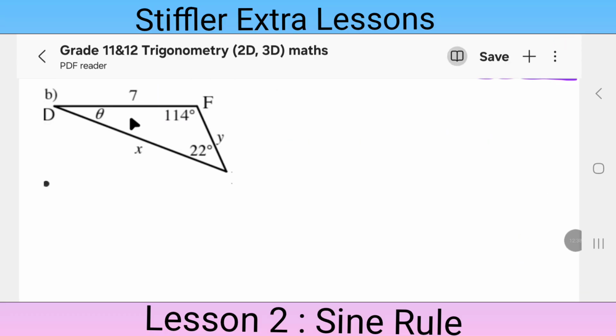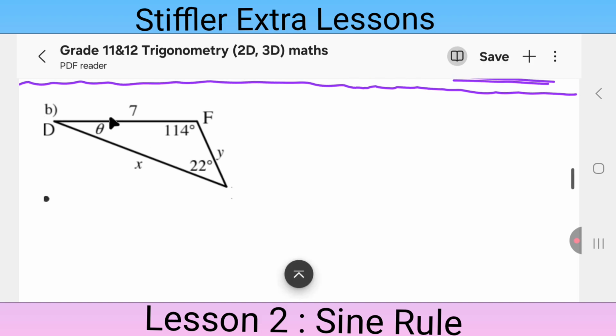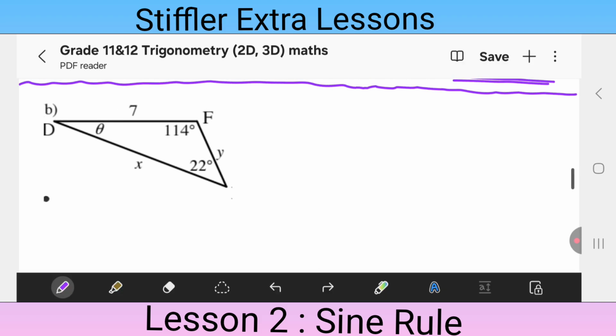So on this question, we need the value of theta, we need the value of y, and we also need the value of x. So we need 1, 2, and 3, right? So we can start with any value. We can see that in this triangle already we're having 2 angles, so we can find the value of theta without any complications. So what do we know?